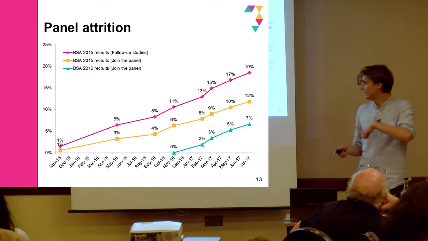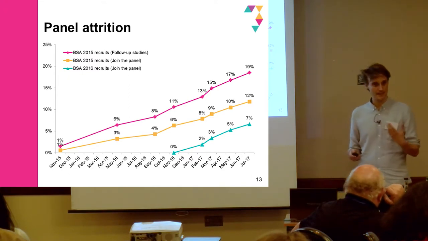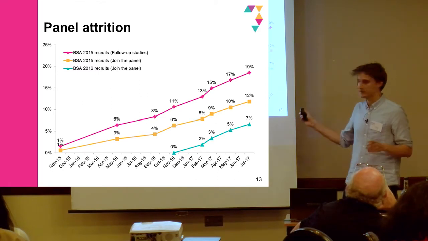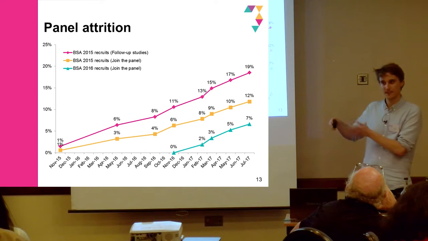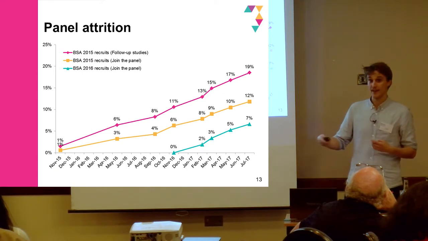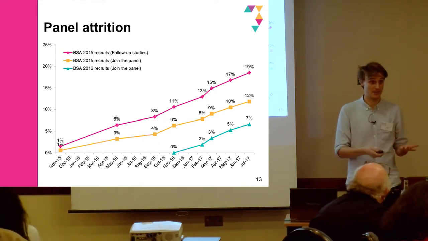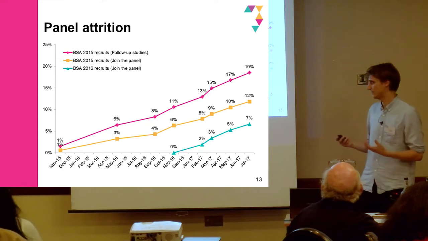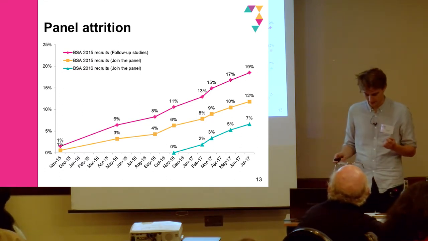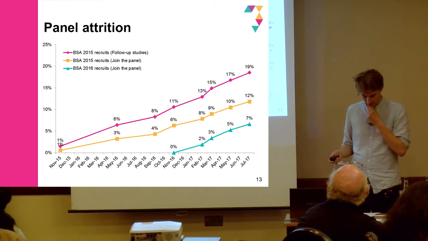Interestingly here, the chart gives an indication that attrition doesn't really tend to slow as the project's progressed. This only goes up to July, and it has started to plateau a little bit, but attrition seems to be very much an ongoing issue, more so than we see in potentially other longitudinal studies. And we think that's a reflection of the high levels of contact, high levels of engagement that we have with our panellists. So they have more opportunities to say that they don't want to take part anymore.